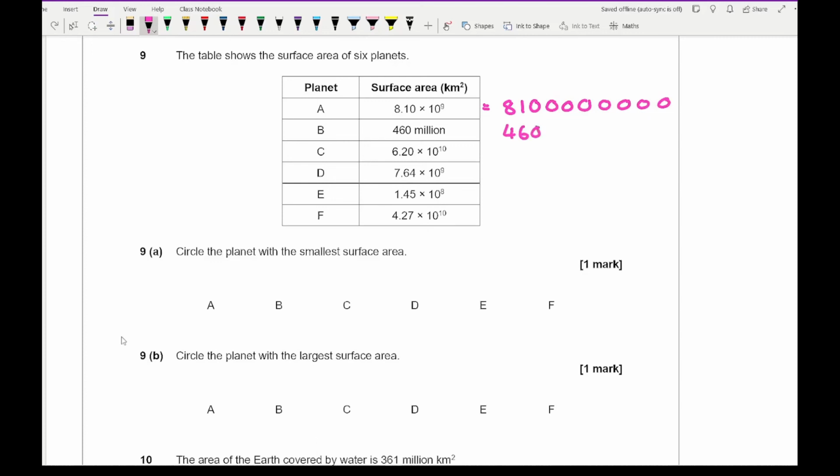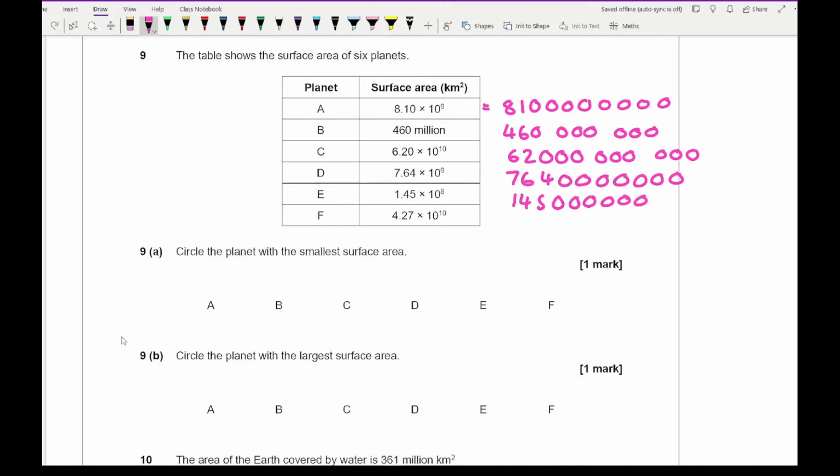4, 6, 0, and then million has got 6 more zeros, so 1, 2, 3, 1, 2, 3. Then we've got 6, 2, and then with 9 zeros, so 1, 2, 3, 1, 2, 3, 1, 2, 3. Then we've got 7, 6, 4 with 7 zeros, so 1, 2, 3, 4, 5, 6, 7. Then we've got 1, 4, 5 with 6 zeros, 1, 2, 3, 1, 2, 3. And then finally for F, 4, 2, 7, and that's going to have 8 zeros. So 1, 2, 3, 4, 1, 2, 3, 4.